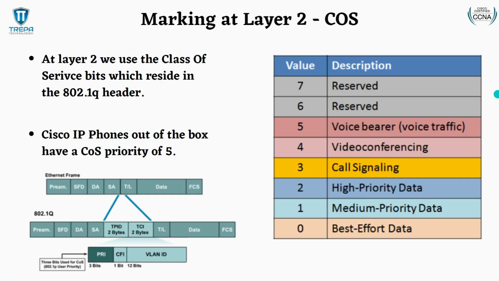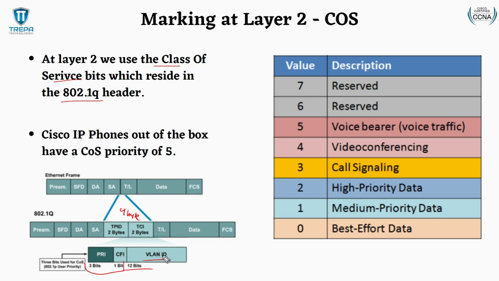Okay, so marking at layer 2. We call this the class of service bit, and this is going to reside in your encapsulation header. So we know about 802.1Q. That's how we do logical segmentation of our layer 2 traffic. That's our VLAN tag. Well, in the actual VLAN tag, that 802.1Q header, it's a 4-byte header. In there, we have the VLAN ID, which is going to have 12 bits. And then the rest, because 16 bits, so in this 4-byte header, we have 2 bytes.